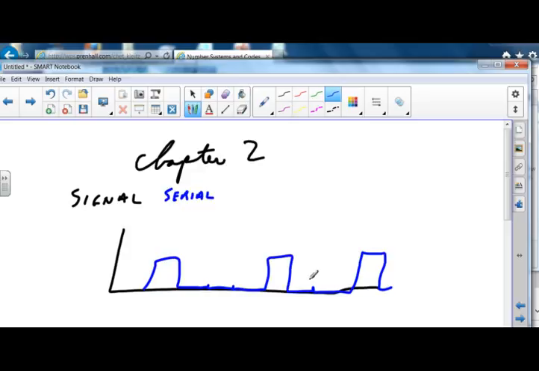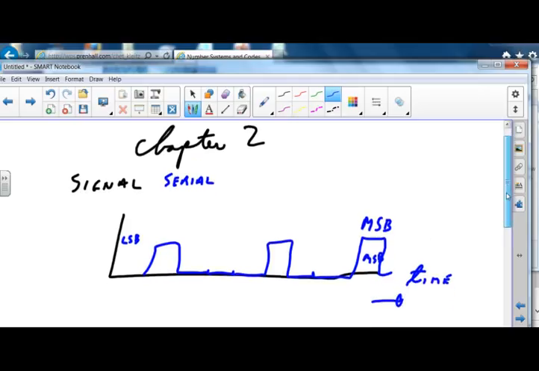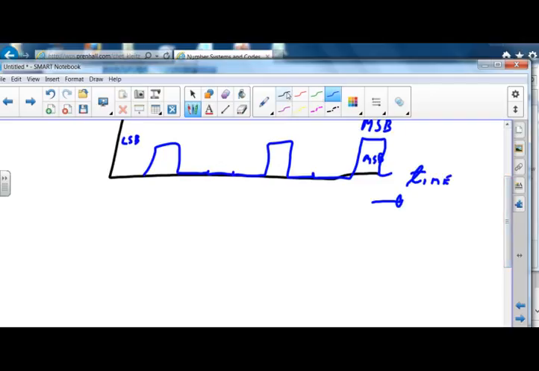When I send the signal, I always send the most significant bit first. So that's the most significant bit. And I send the least significant bit last. And this is a timeline that's happening here. So time is going that way. At time zero, so we'll move back. And if we move back the clock a little bit, then we had the most significant bit being sent.